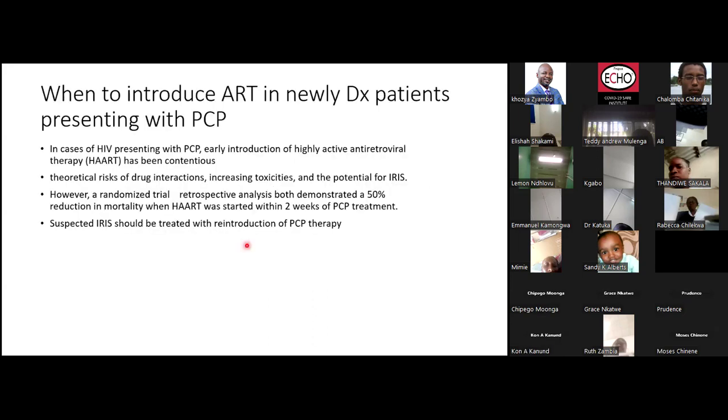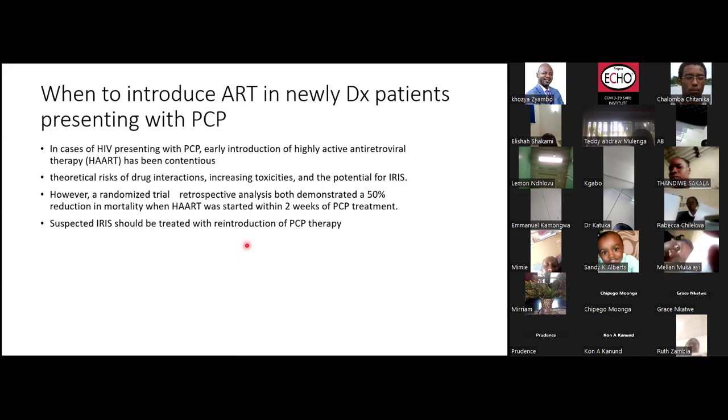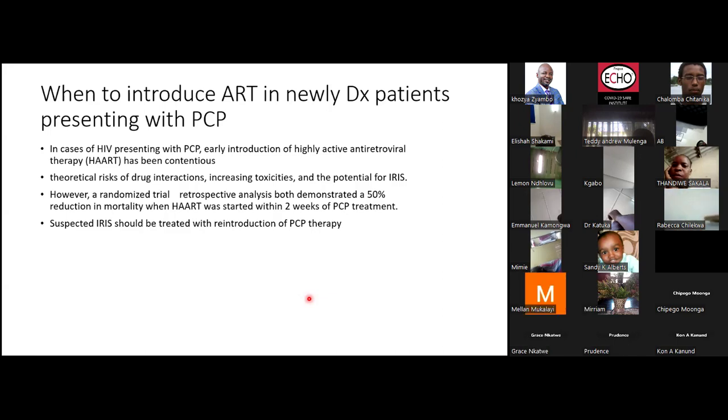So what we have seen is that there was a bit of contention about when to start ART, but from the randomized controlled trials that have been done with retrospective analysis, the best time to start the ART is within 2 weeks. And if you do start someone on ART and then they get PCP again, then you can treat them for PCP again. But the evidence that we have is that we should not delay for longer than 2 weeks before starting someone with PCP on ART. So I hope that is clear.